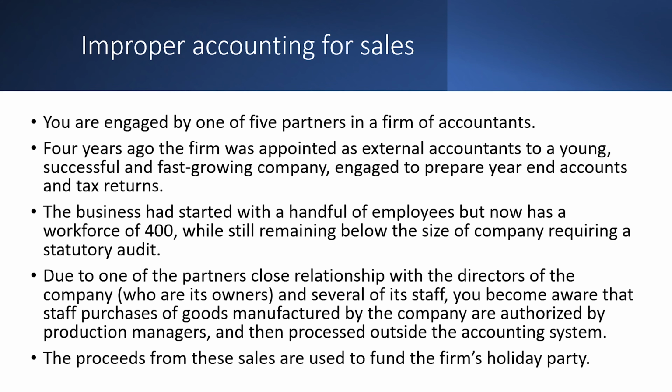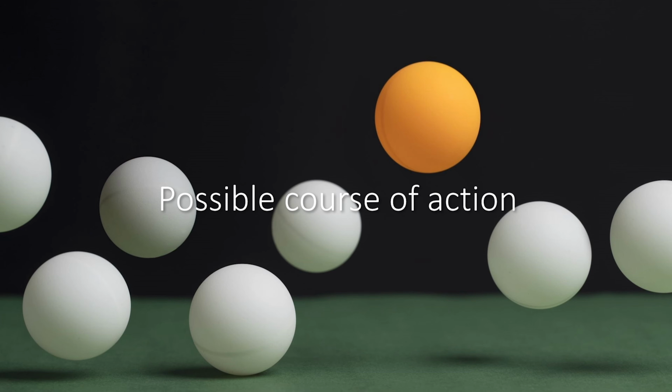Due to one of the partner's close relationships with the directors of the company, who are its owners, and several of its staff, you become aware that staff purchases of goods manufactured by the company are authorized by production managers and then processed outside the accounting system. The proceeds from these sales are used to fund the firm's holiday party. So we need to think about some possible courses of action, and we've got funding of the holiday party.